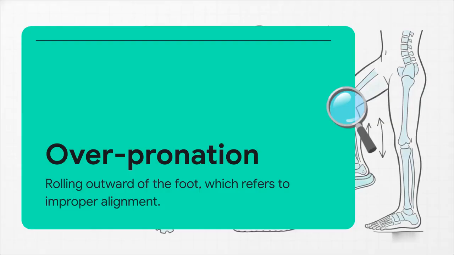A really common biomechanical fault we see is over-pronation. By definition, this is the rolling outward of the foot, which indicates improper alignment and poor biomechanics. When an individual overpronates, it's basically like the structural foundation of their body shifts out of place. This misalignment creates intense stress points all over the skeletal structure, forcing joints and muscles to overcompensate with literally every single step a person takes.